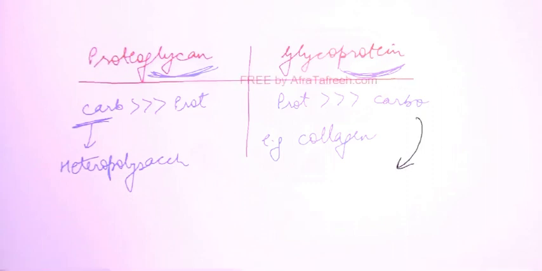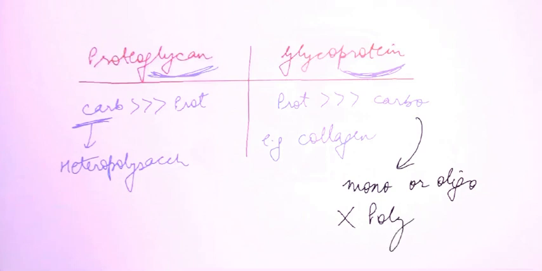Now, carbohydrate of glycoprotein is either a monosaccharide or oligosaccharide. It is never a polysaccharide. So this is the difference between proteoglycan and glycoprotein. You have to be very careful with what is written in the question. Both these are made up of carbohydrates and proteins, but there are differences.